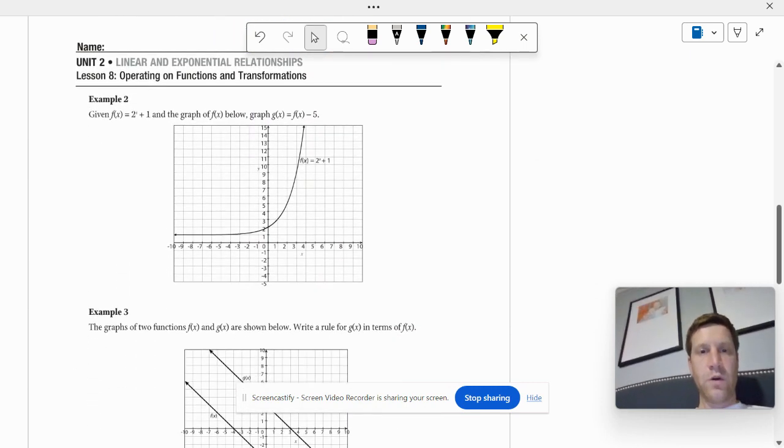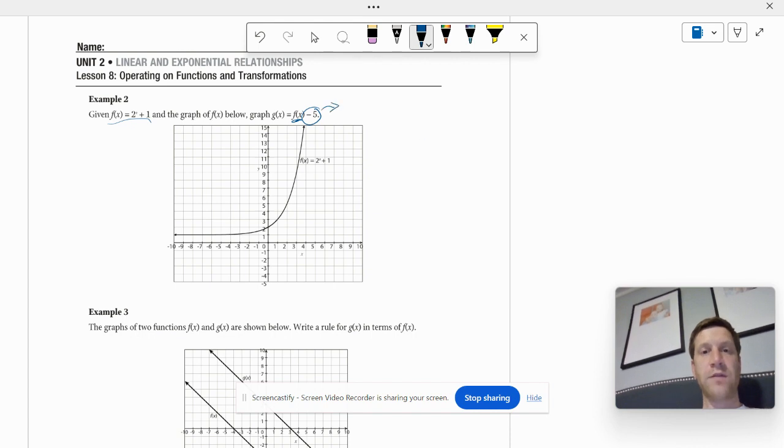Over here, we're going from the graph. Well, this is just kind of a different problem. So same idea though. I have f of x equals 2 to the x plus 1. That's the graph that's shown. I need to find g of x, which is f of x minus 5. So the original graph minus 5. Well, that minus 5 is going to shift down 5.